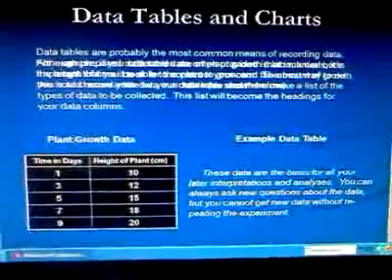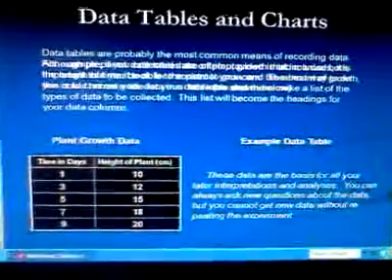All right. First things first. Data tables. You all have created data tables before.